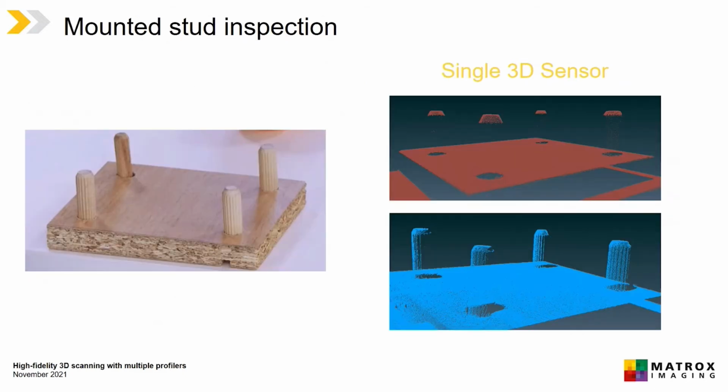The second example is the mounted stud inspection. The images on the right are 2 distinct scans using a single Altice. The first one, the red one, is a scan from the top, and as you can see, only the top of the studs are visible. This is clearly not good enough for this application.